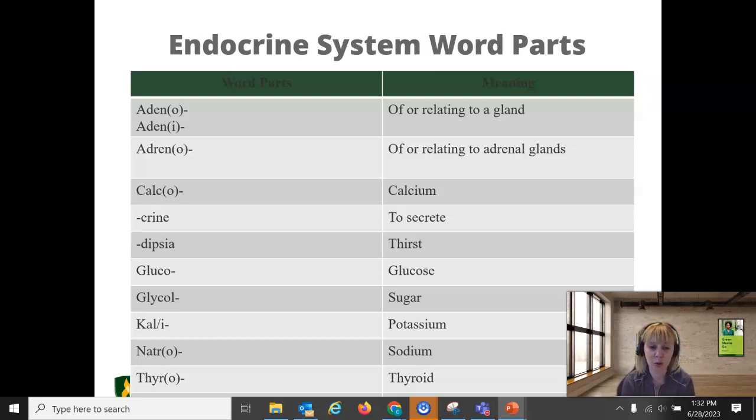Glyco means glucose. Glycol means sugar, so please make sure that you do know the difference. And then we have the word part kali, which is potassium. Natro, which is sodium. Thyroid, which is thyroid, and thymo, which is thymus.